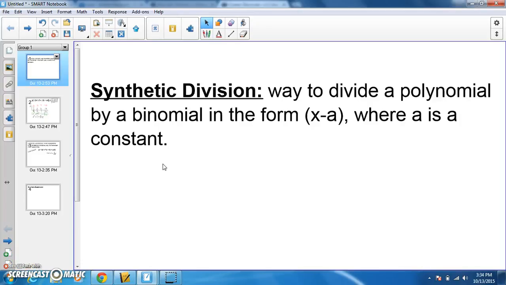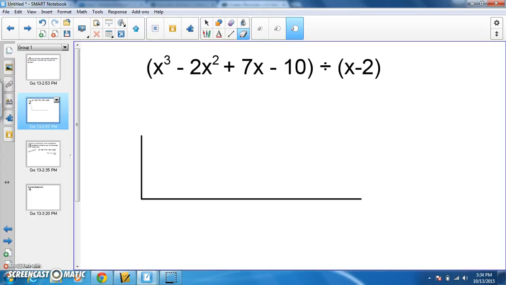Hey guys, today we're going to do synthetic division, which is a way to divide a polynomial by a binomial in the form x minus a, where a is a constant. So we are going to go through this example problem, x cubed minus 2x squared plus 7x minus 10 divided by x minus 2. We have this upside down division box that we're going to use.